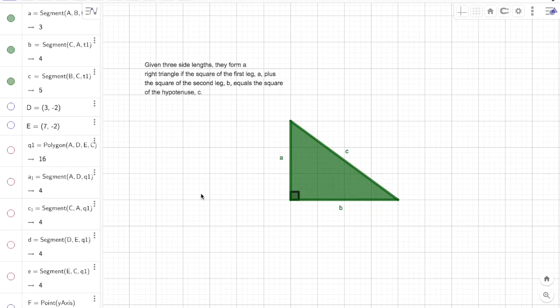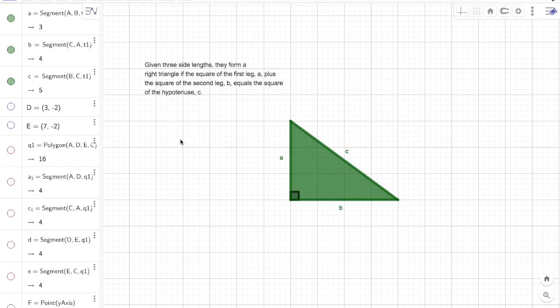All right, so now let's work through this whole a squared plus b squared equals c squared. Where it says definition, let's write in: given three side lengths, they form a right triangle if the square of the first leg, a, plus the square of the second leg, b, equals the square of the hypotenuse, c. You may have written that and heard me say it, but let's work through it and see what it actually means, because there's a lot to unpack here.